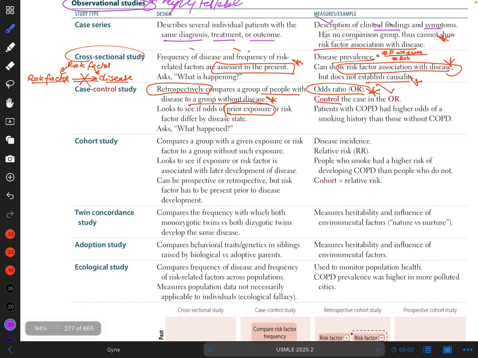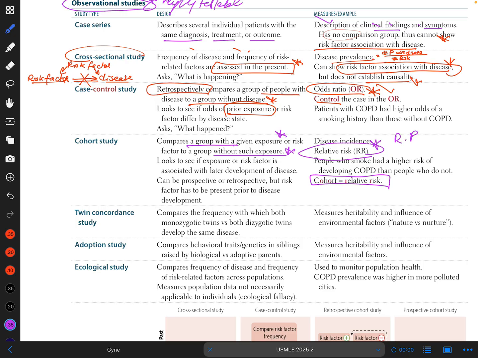Next up is the cohort study. A cohort study can be prospective, in which case it asks who will develop disease, or it can be retrospective, in which case it asks who had exposure. It compares a group with a given risk factor to a group without the risk factor to assess whether or not that risk factor increases the likelihood of disease. The cohort is the group with the given risk factor, and in a prospective study, you follow the cohort into the future to see if they get the disease of interest.